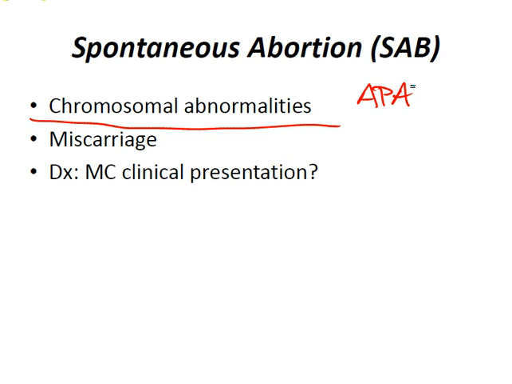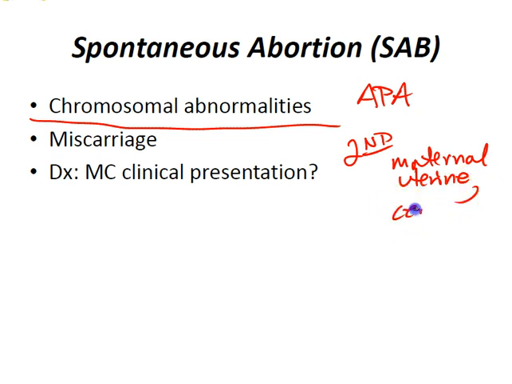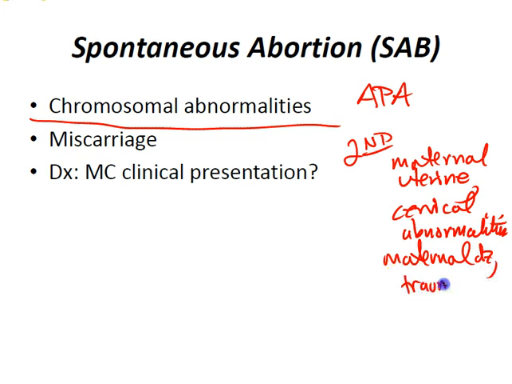Now, second trimester SABs are not commonly associated with chromosomal abnormalities. They're more commonly associated with maternal, uterine, and cervical abnormalities, and maternal diseases and trauma. So that's what you think about when you think about the second trimester. An underlying cause cannot be determined in many SAB cases.